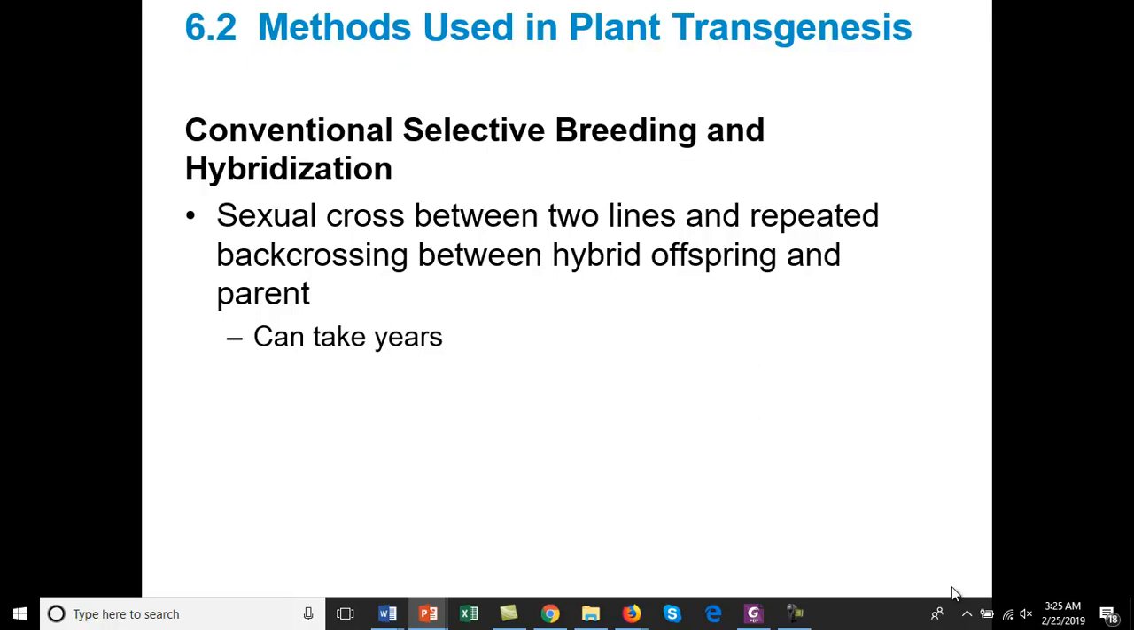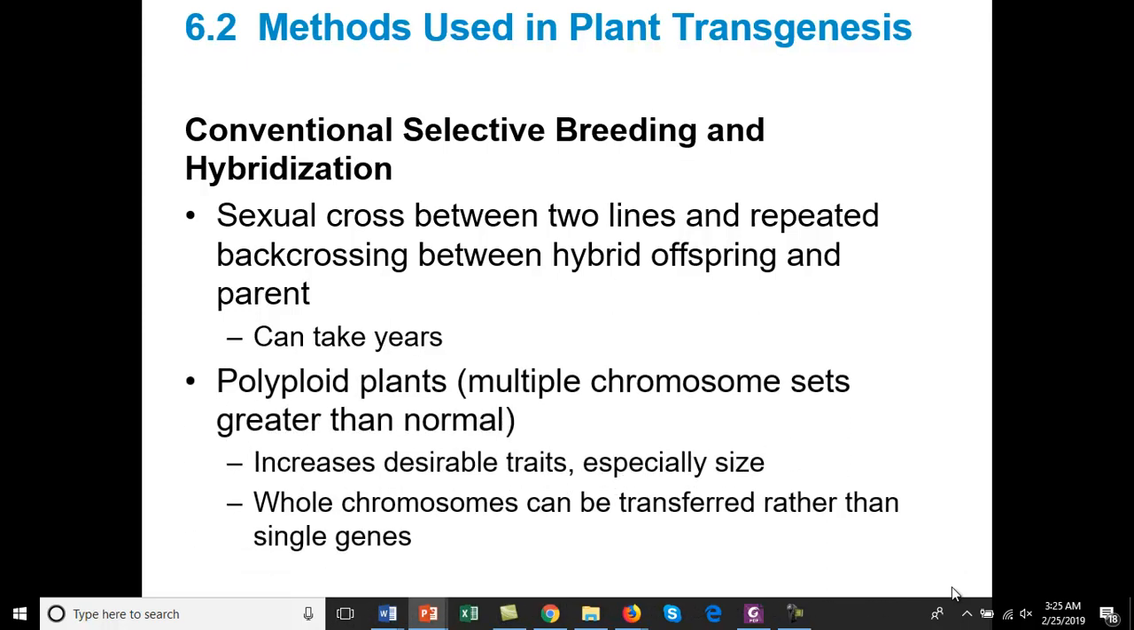This can take years because you can't really sexually cross a plant until it's sexually mature. So you have to wait until the plant reaches sexual maturity. Once it reaches maturity, then you can do a sexual backcross. So it takes a lot of time between successive generations. Okay.